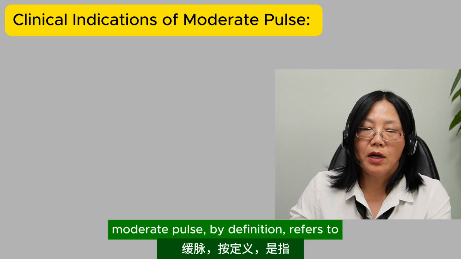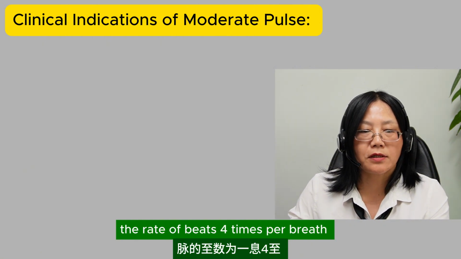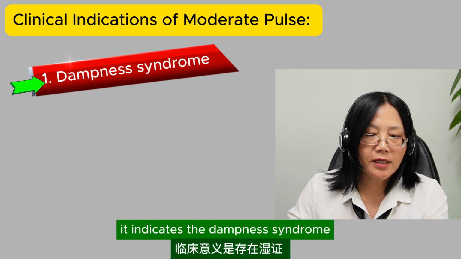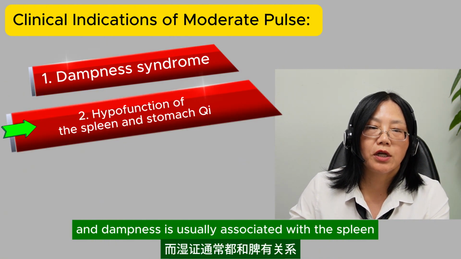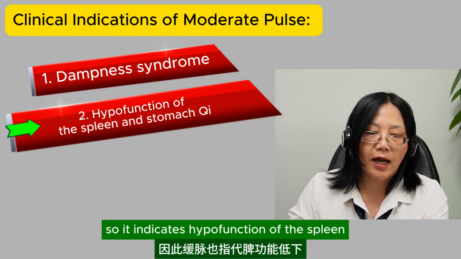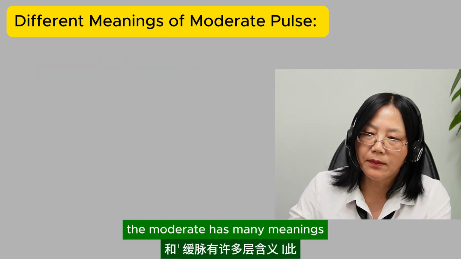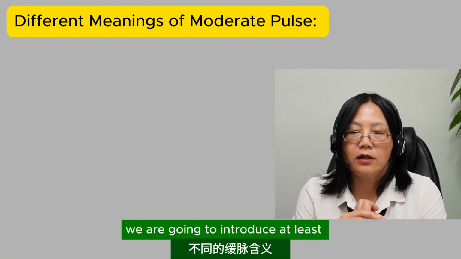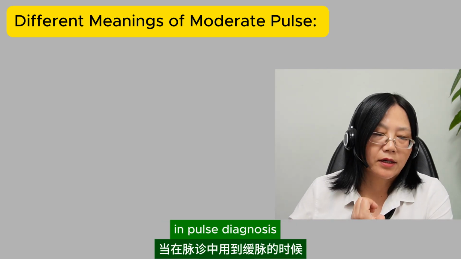Moderate pulse. Moderate pulse, by definition, refers to the rate of beats 4 times per breath. So the speed is moderate and sluggish. It indicates the dampness syndrome. If there's dampness, it slows down the movement. And the dampness is usually associated with the spleen, so it indicates hypofunction of the spleen and the stomach qi. Having said so, the moderate has many meanings. We are going to introduce 3 different meanings when using the moderate pulse in pulse diagnosis.